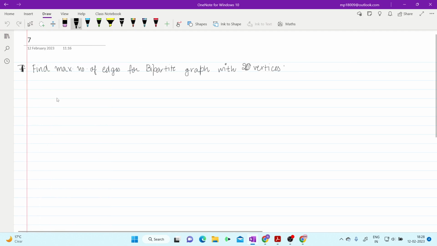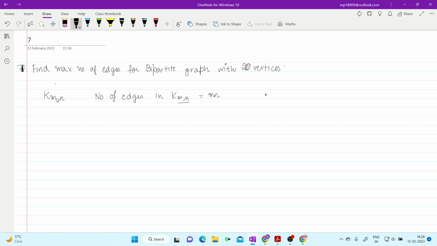Now the next question is, we have to find the maximum number of edges for a bipartite graph with 20 vertices. So first of all, tell me this. If we have a complete bipartite graph on M and N vertices, what is the number of edges in K_MN? Can anybody tell? It is M into N. Why?